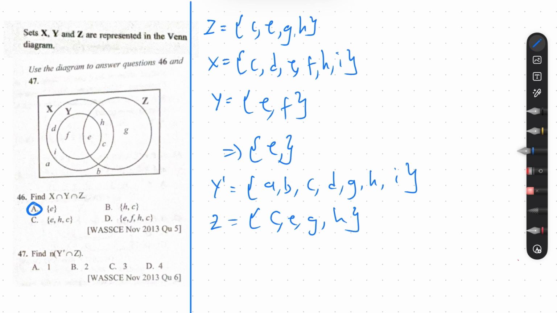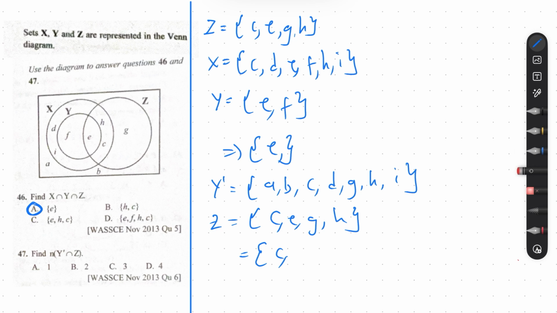Okay, cool. So now the question says we find Y complement intersection Z, and then after that we find the number of elements in that. So which elements are common to this and this? Okay, so we have A here. A is not here, so it does not enter into our solution set. B here, B is not here, so that's not go. C here, C here, so C goes here, right? So let's write C.